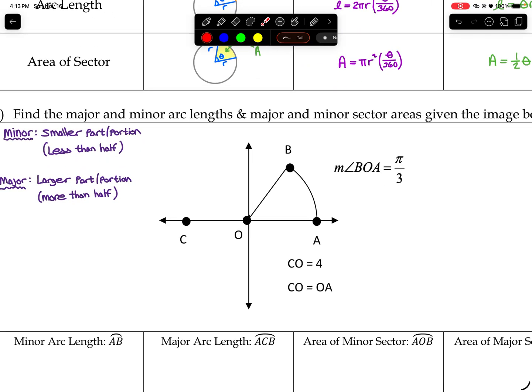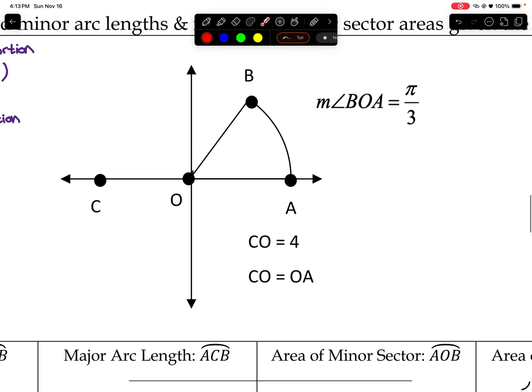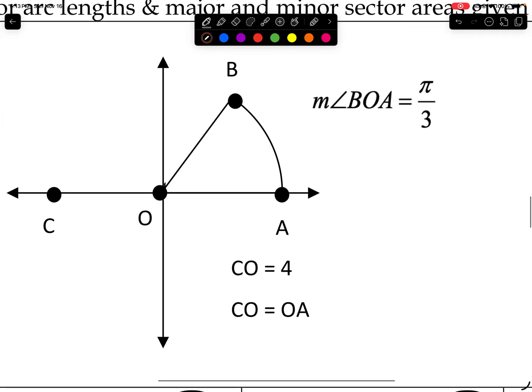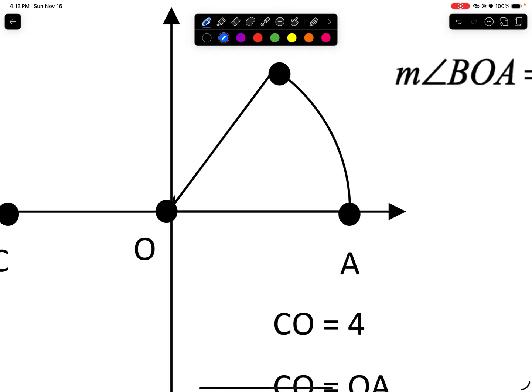You want to find what we call the major and the minor arc lengths and the major and minor areas of sectors given the following image below. What we do know based on this image is the measure of angle BOA is going to be pi over 3. So this angle right here is going to be pi over 3, and I don't need to write theta equals, I'm just going to write pi over 3.